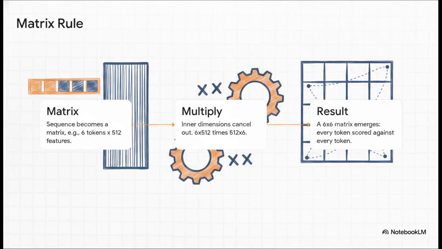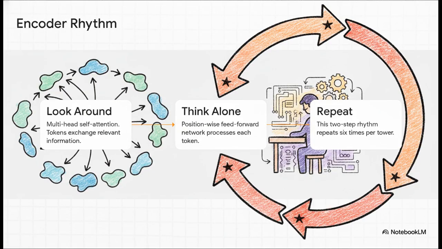What's really fascinating here is the math underneath all of this, because everything inside a transformer is just matrix multiplication. Let's say we have a sentence of 6 tokens, and each token is represented by 512 features. Well, that sentence becomes a 6 by 512 matrix. When you multiply that by a 512 by 6 matrix, the inner dimensions just cancel out, leaving you with a 6 by 6 matrix. Watching these matrix inner dimensions cancel out is honestly the fastest way to understand what any layer is doing behind the scenes. A 6 by 6 result means you're looking directly at token-to-token relationships, where every single token is scored against every other token.